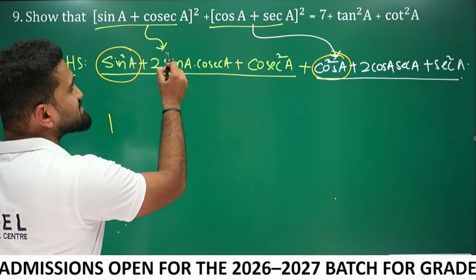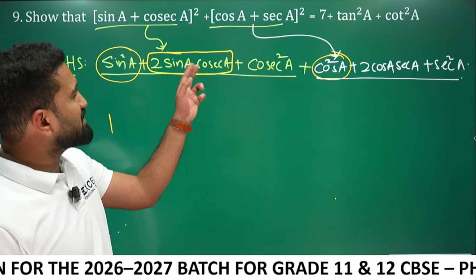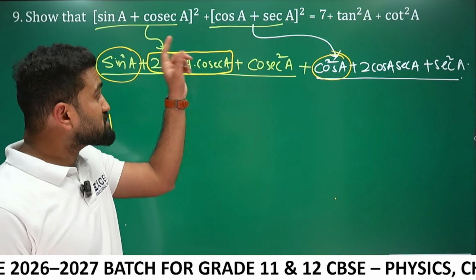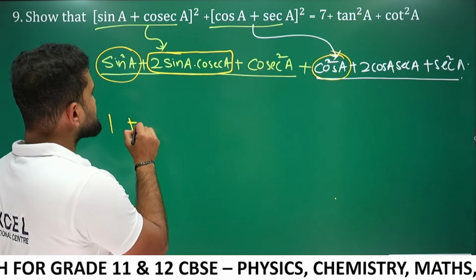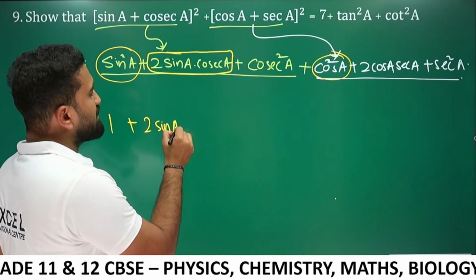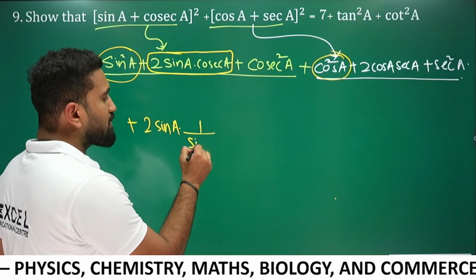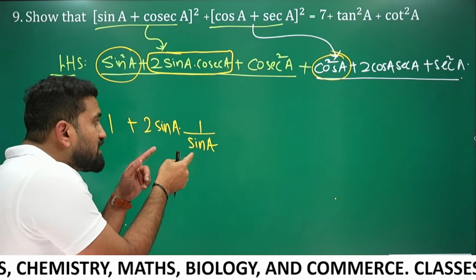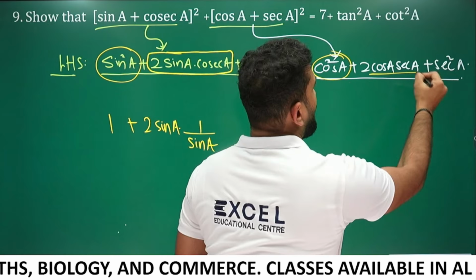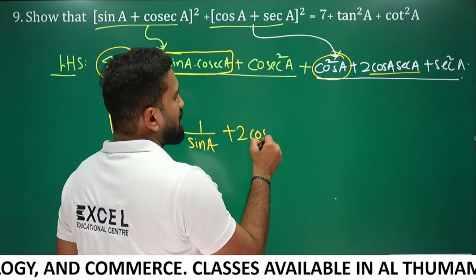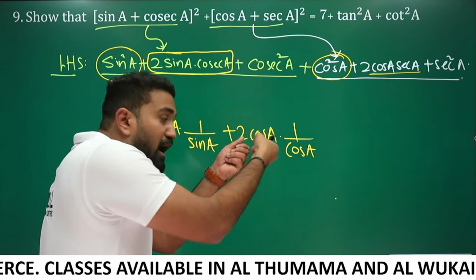See, this person is sine A, 2 sine A into cosec A. What is the connection between sine and cosec? Cosec will be what? 1 by sine, right? So let me write this as 2 times sine A into cosec, cosec will become 1 by sine. So that these two get cancelled and we will be getting 2 from here, right? Similarly, 2 times cos A into sec A, which will be 1 by cos A. Cancel this, you will get another 2 here.